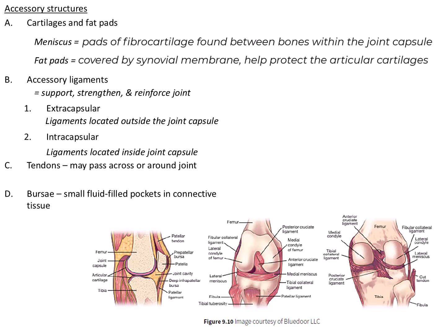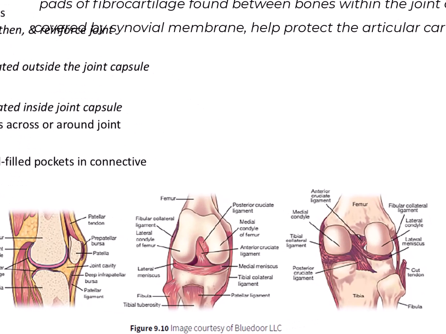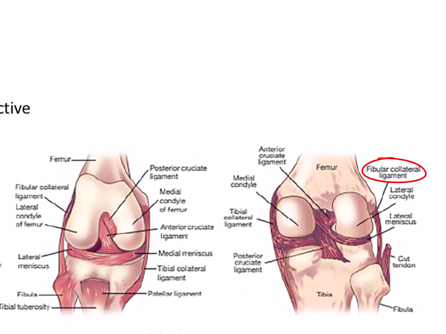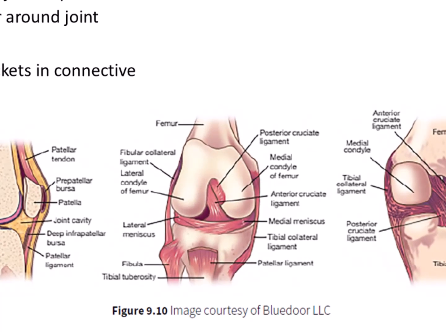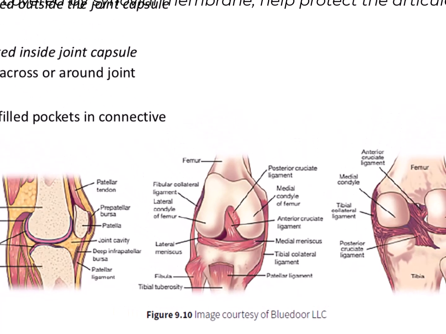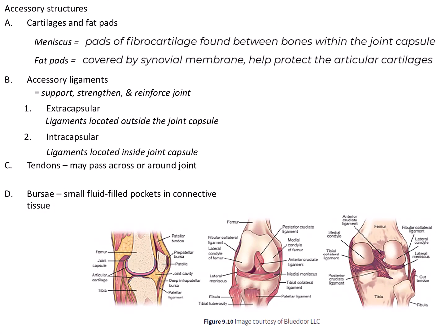The extracapsular ligaments are located outside of the joint cavity, such as the patellar ligament or the collateral ligaments. The intracapsular ligaments are located inside the joint cavity, such as the anterior cruciate ligament or the posterior cruciate ligaments found in the knee.